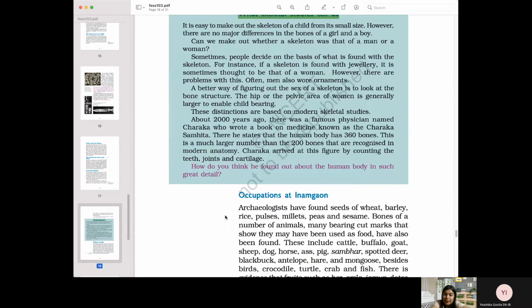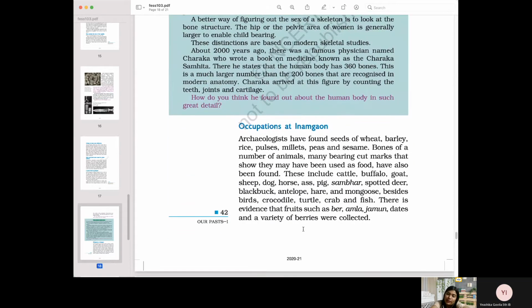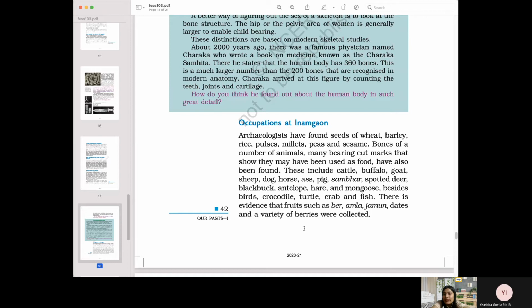Since Inamgaon was in India, archaeologists have found so many crops like wheat, barley, rice, etc., which we even use today, right? And bones of a number of animals, many bearing cut marks that show they may have been used for food. Cattle is found, buffalo is found. All these animals have cut marks on their body, meaning they would be used for eating. So people were non-vegetarian at that time also.